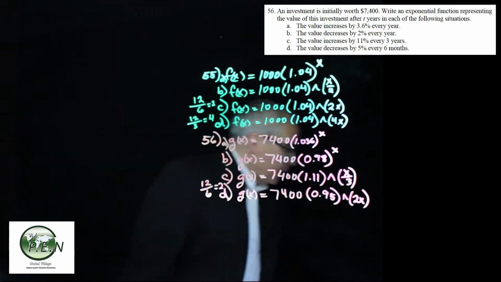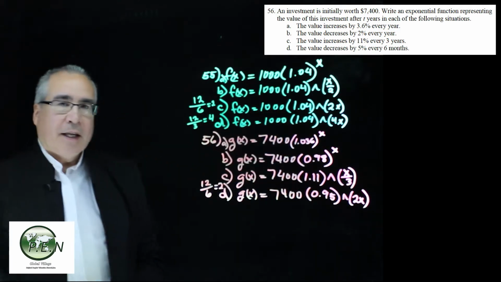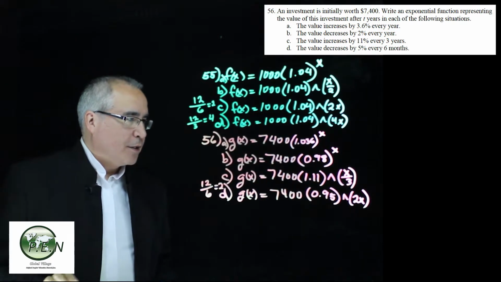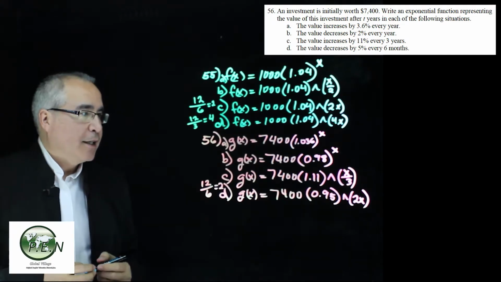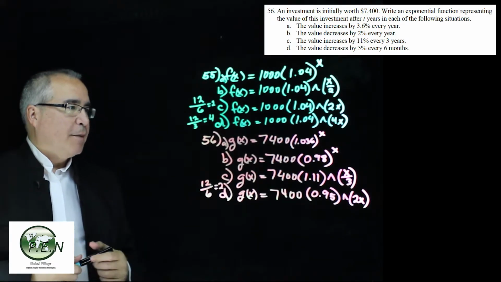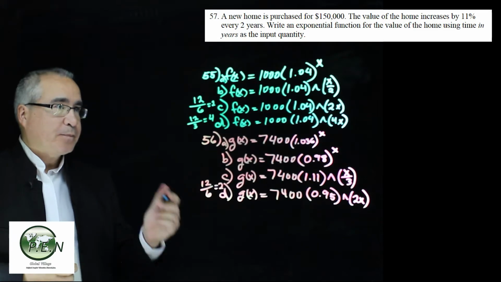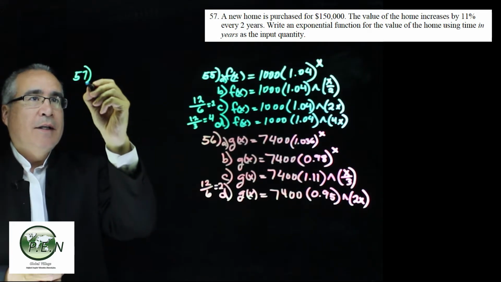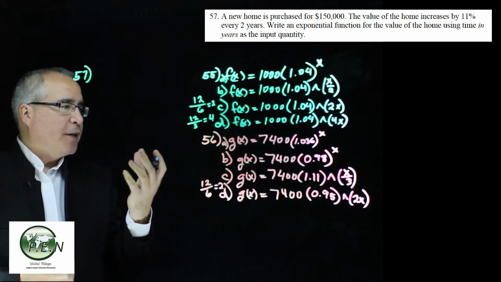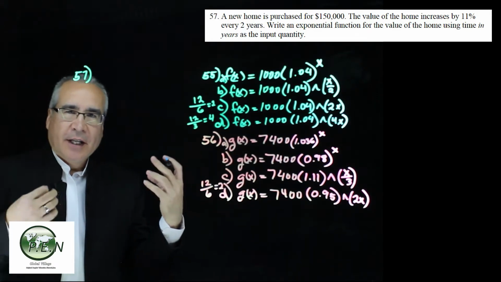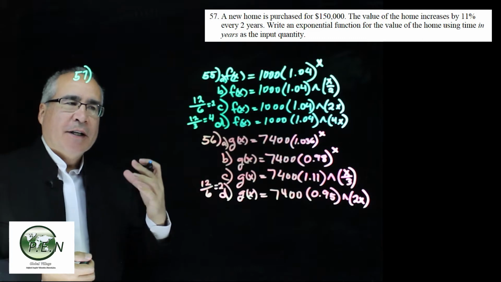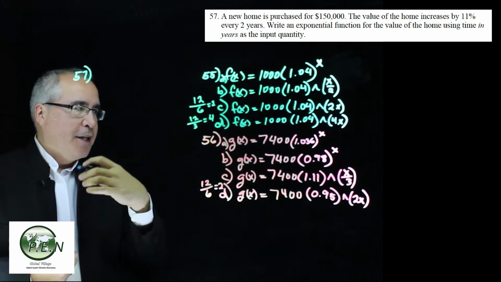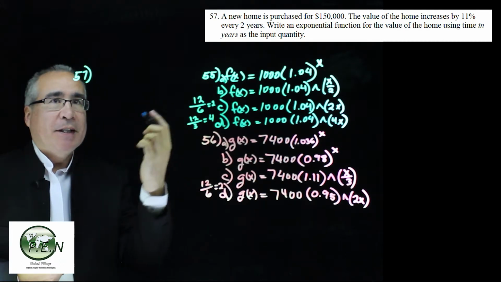Let's take a look at a couple others. And these ones, we're just going to take a look at an individual problem. So 57. I'm going to switch over to using h of x because this is for a home purchase, and sometimes we like when our function variables match up with what is being discussed.